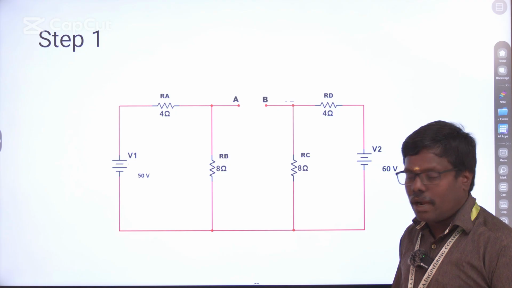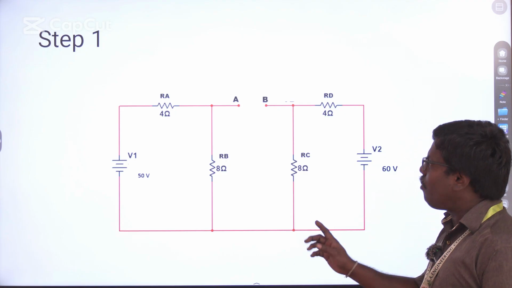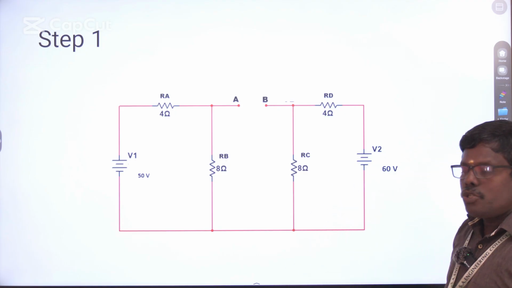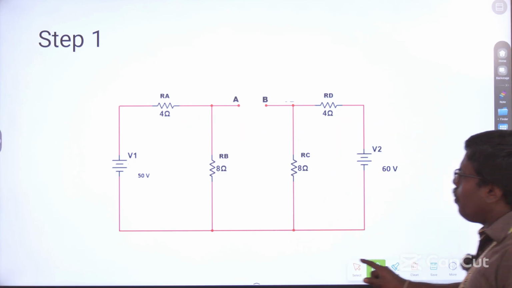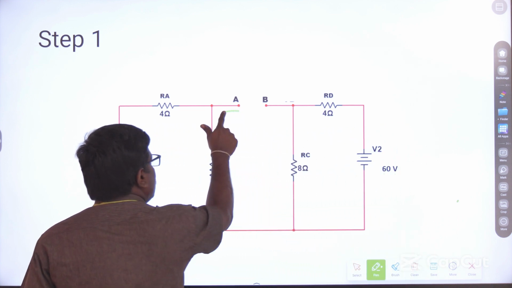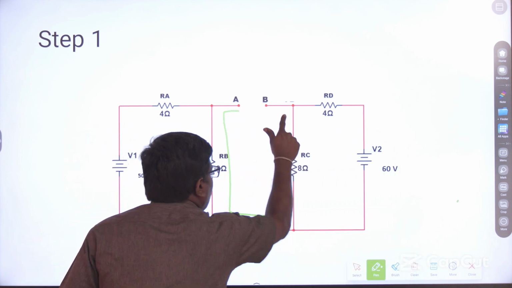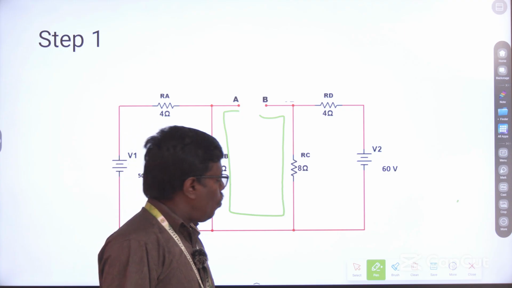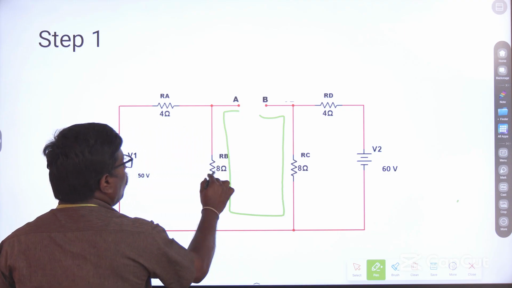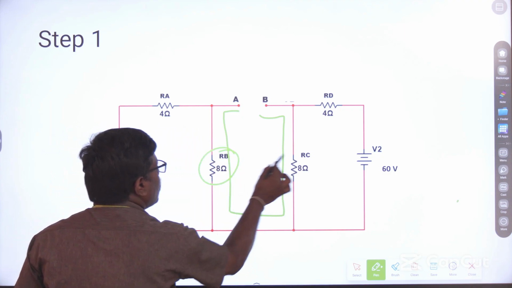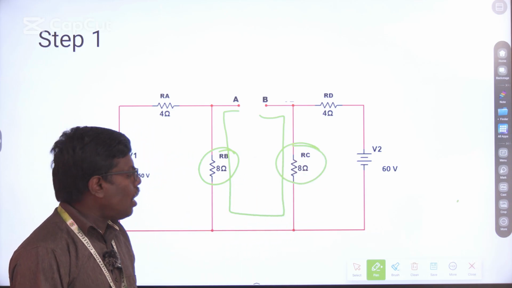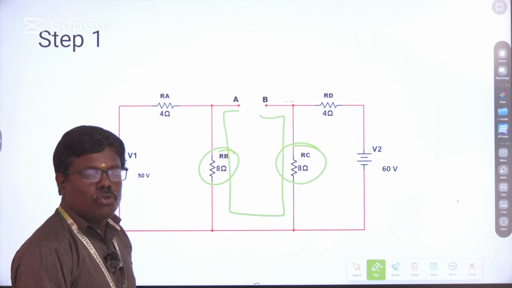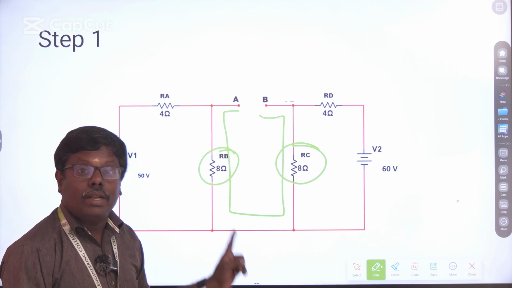Next step, what I have to do? I have to find the VTH. For that, you are going to find the voltage across A and B. For that, you have to see which resistances come under this. There are two resistances there. So I have to find the voltage across them.